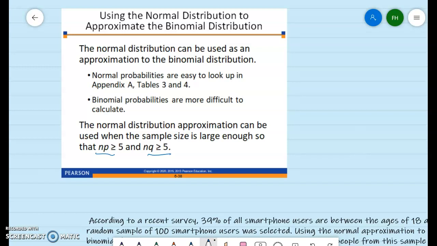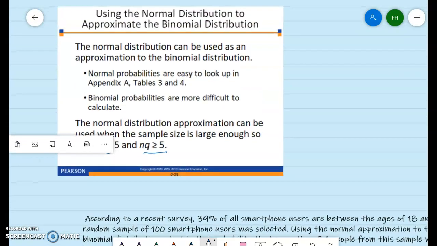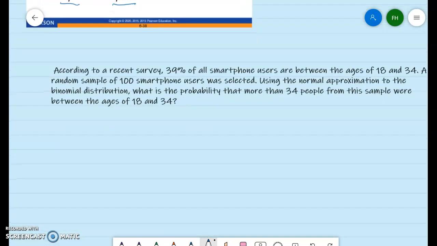Now, why would we want to use the normal distribution instead of the binomial? Well, the main reason is that we have a table that we can go to that's really easy to use and easy to look up. And if you had to actually calculate the binomials, it can take a good deal of time. So let's look at a problem.